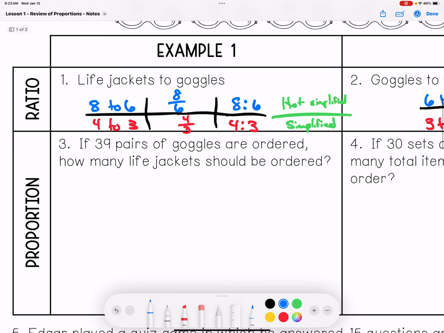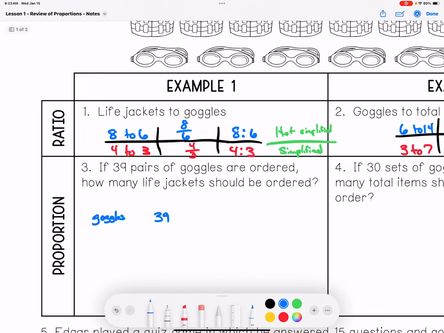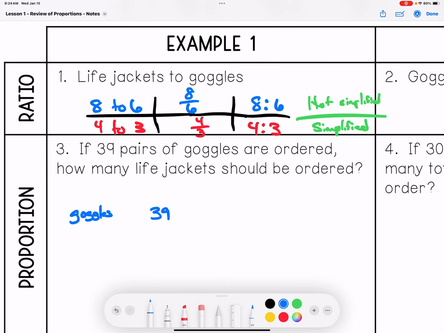All right, number 3. If there's 39 pairs of goggles ordered, how many life jackets should be ordered? This is example 1, so let's use that ratio. So there's 39 pairs of goggles. Let's put goggles up here. How many life jackets? I don't know. But I do know the ratio was 4 to 3.